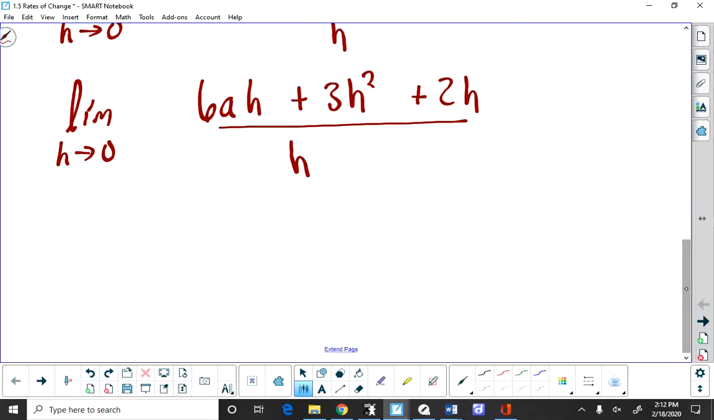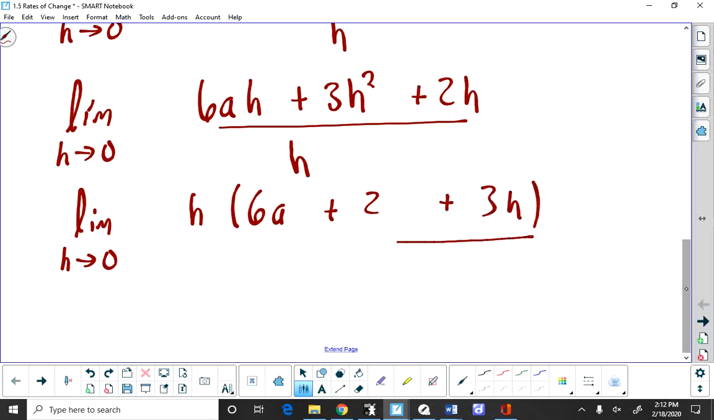I can now factor an h out of the top and be left with 6a plus 2 plus 3h. I just switched the order of the three terms on the top to impress on you what I tried to do on Friday, which is that the terms that have h to the power of 1 are the terms that are going to determine that expression. Because anything that has more than one h in it, when you factor the single h out, you will still be left with some h's.